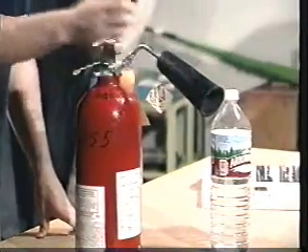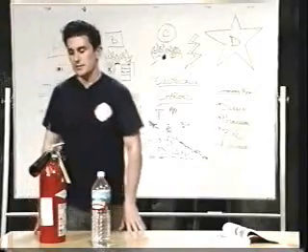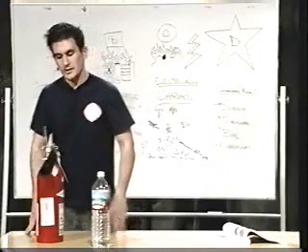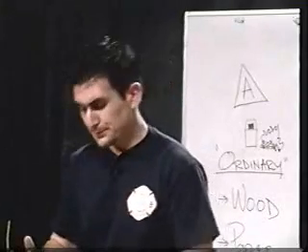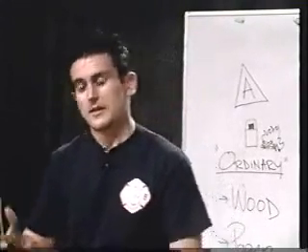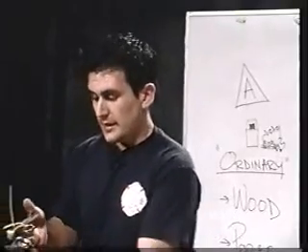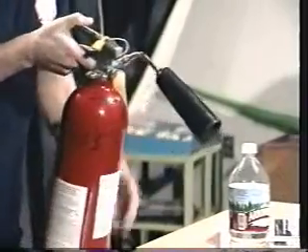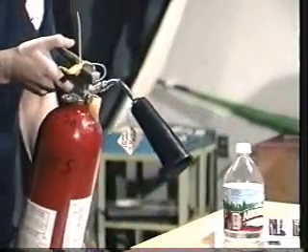The horn is this area right here. Usually the horn is made out of plastic and not metal because it could be used for a Class C fire. If it was made out of metal, it would conduct electricity. When putting out a fire, you need to pull the pin, aim the nozzle, squeeze, and sweep. Now with a CO2, you do not touch the horn because it will be extremely cold.